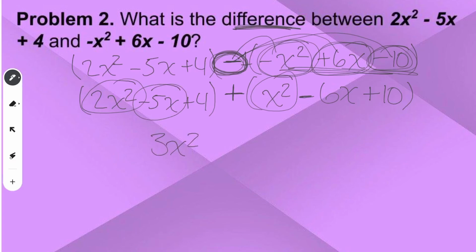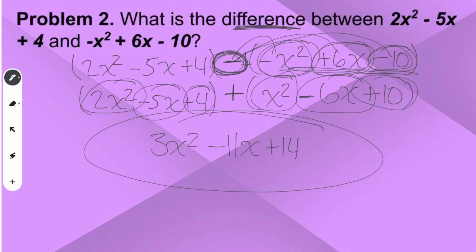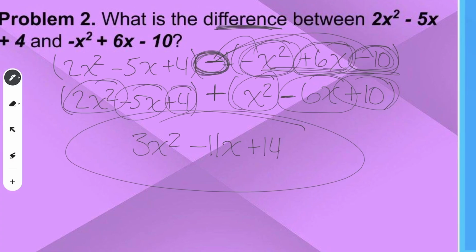I'm going to combine negative 5x and negative 6x because they're both linear terms. Negative 5x plus negative 6x gives me negative 11x. And I'm going to combine positive 4 and positive 10 because they're both constants. 10 plus 4 gives me 14. So the answer to the question, the difference between 2x squared minus 5x plus 4 and negative x squared plus 6x minus 10, is the polynomial 3x squared minus 11x plus 14.